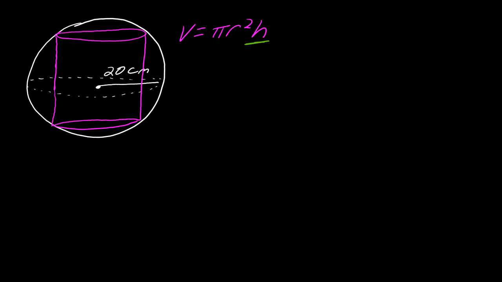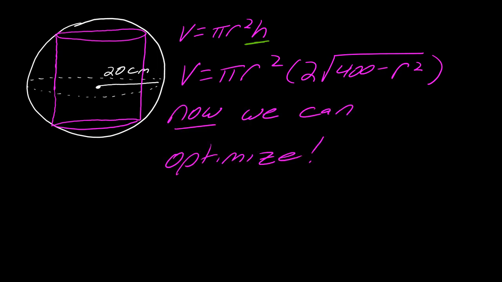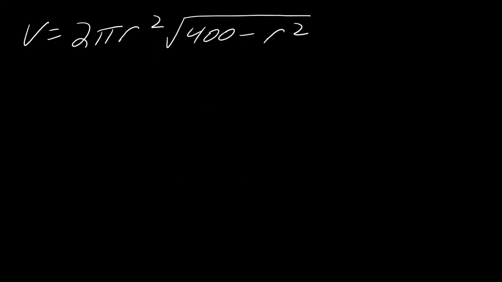Okay, so I'm going to replace this h now with that whole thing that we just found. And like I said, we wanted to leave this all in terms of r squared. The value of the r is kind of dependent on the application. But now we can optimize. Now it's smooth sailing from here, if you consider smooth sailing to be kind of difficult first derivatives.